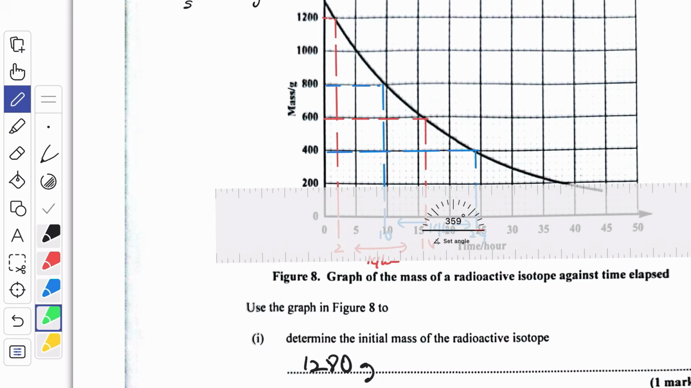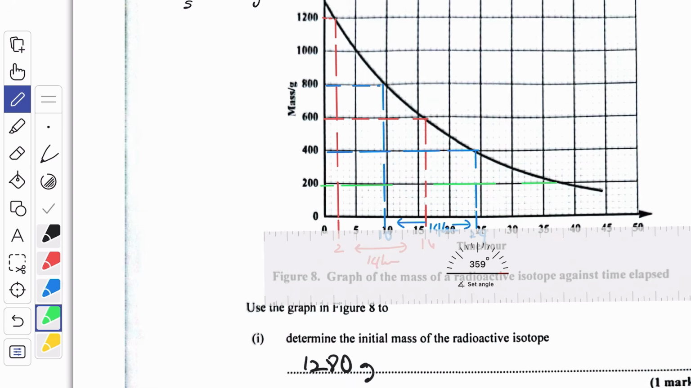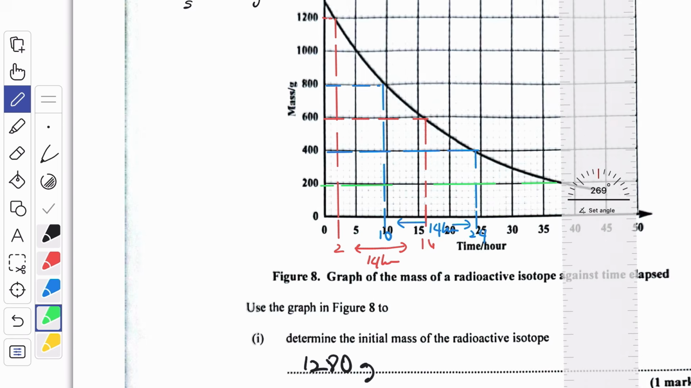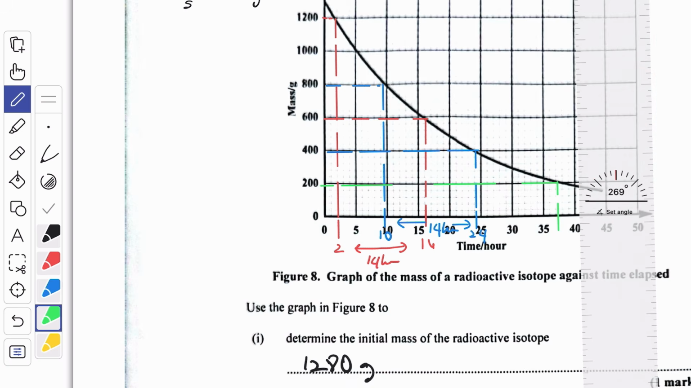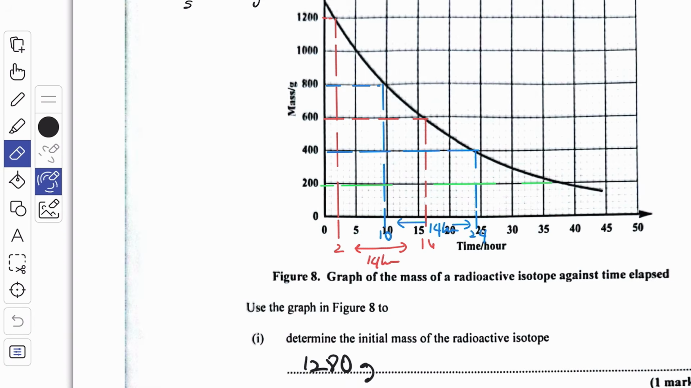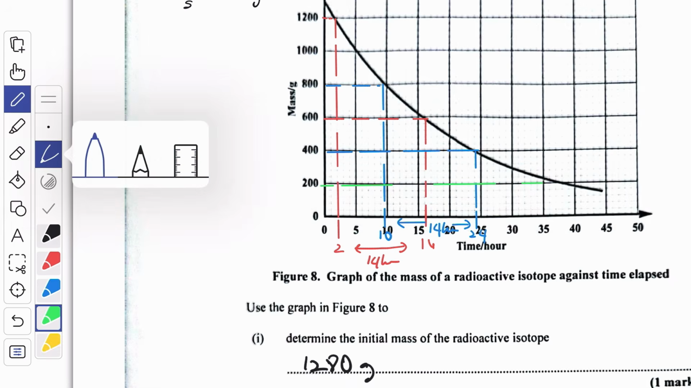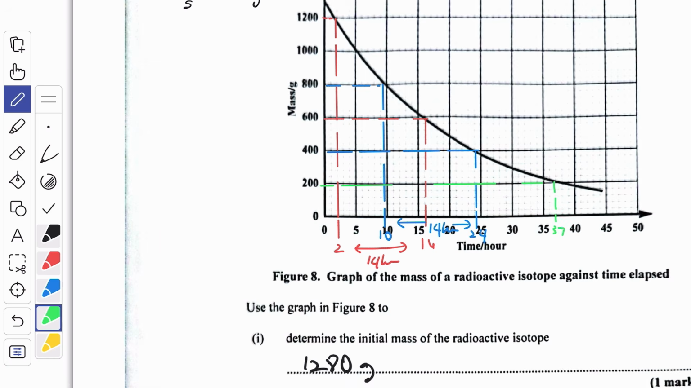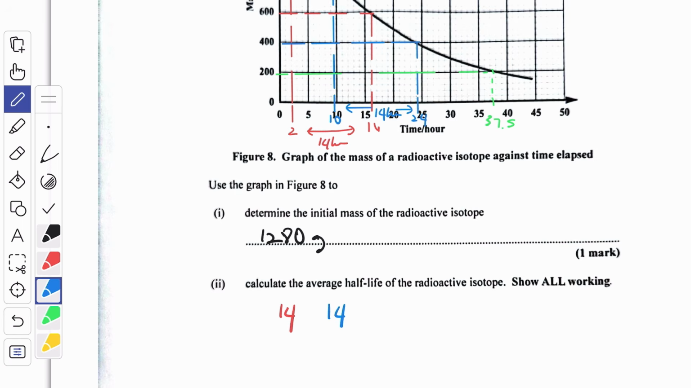Now we could stop here and just use 2 intervals, or we could use 3 intervals if we want. So I'm going to look at the time to go from 400 to 200. 400 we already had at 24 hours, so that was our endpoint. Now this kind of looks a little bit like 37.5. Again, I can't really tell for sure because of the quality of this, but we could work with that. That means we don't end up with 14 hours here, we end up with 13.5, but that's fine. That's the purpose of doing the average.